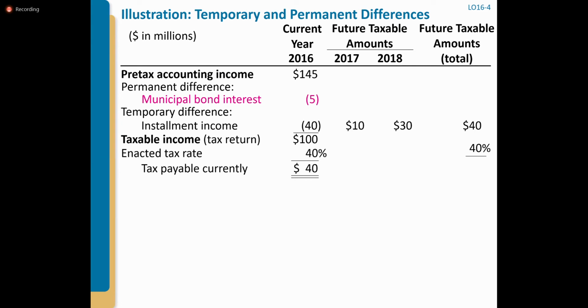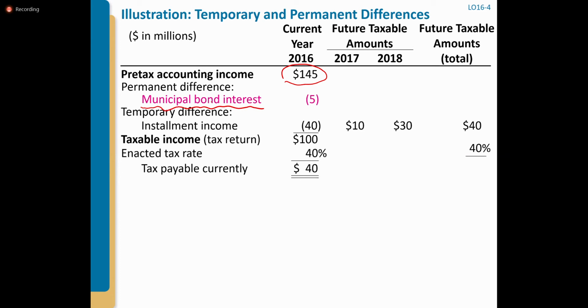So this is the company, this year 2016. Our pre-tax accounting income is 145, and then we have one permanent difference, which we call the municipal bond interest. Municipal bond interest is the interest received when you invest in a municipal bond. A municipal bond is a local government bond. Let's say a local government issues bonds.